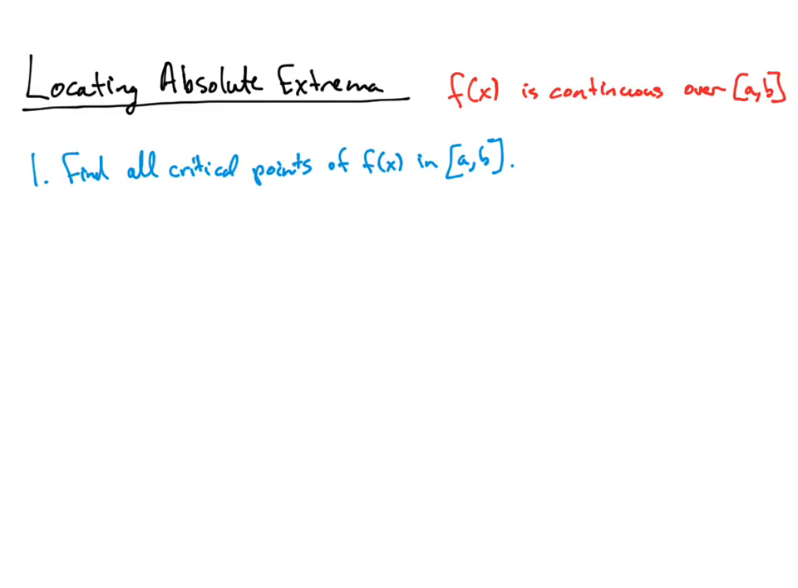First, we want to find all the critical points for the function inside the interval a to b. And for this, we only really care about what's happening inside the interval. If we want to find the absolute extrema, we'll always be concerned with some specific interval. That interval may be all real numbers, negative infinity to positive infinity. But to find the absolute extrema over some given interval, we just want to find the critical points in the interval.